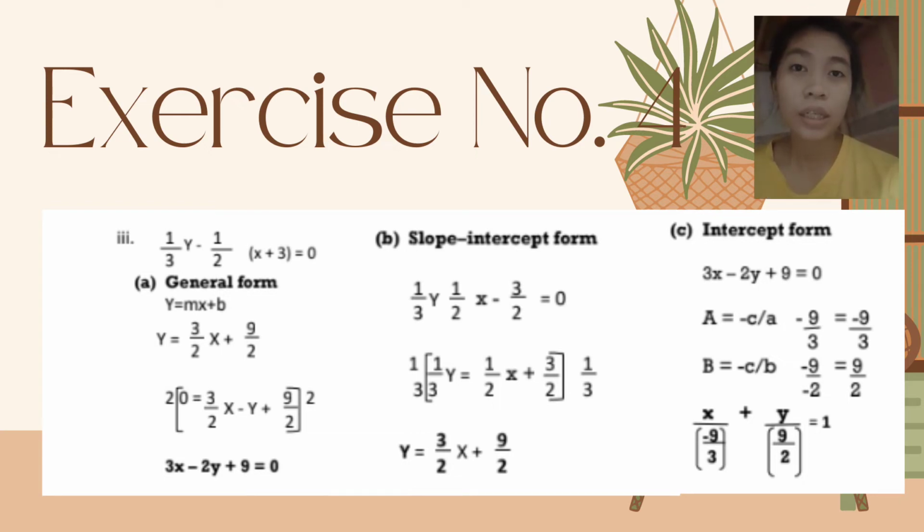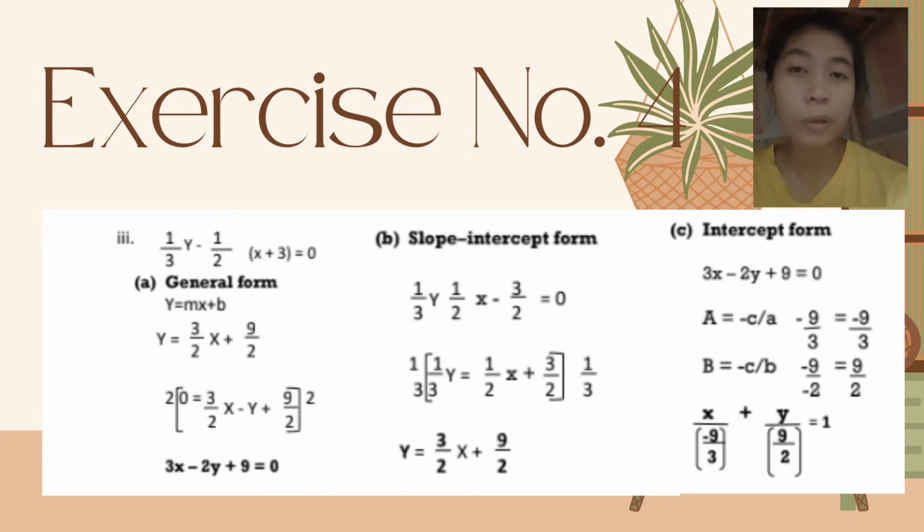Sa slope-intercept form naman, (1/3)y - (1/2)x - 3/2 = 0. So (1/3)y is equal to (1/2)x + 3/2. So the final answer is y = (3/2)x + 9/2.